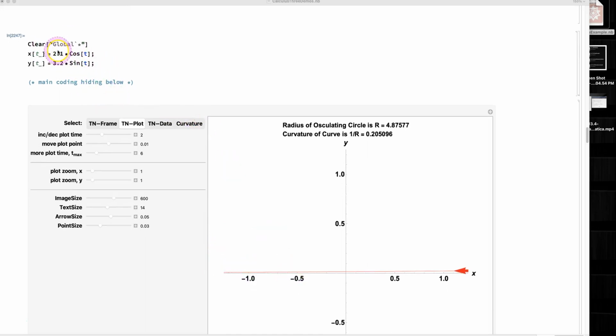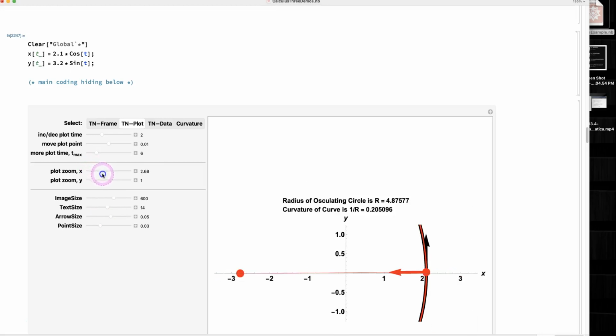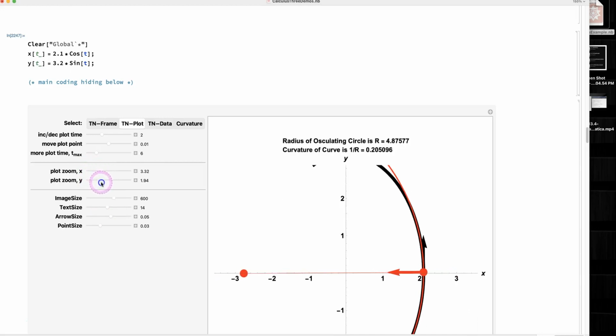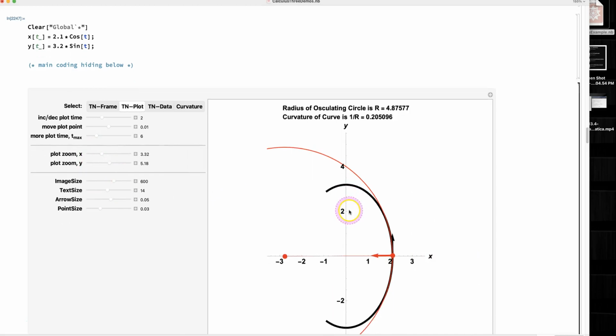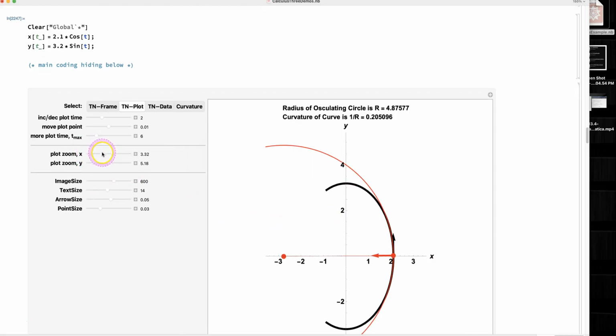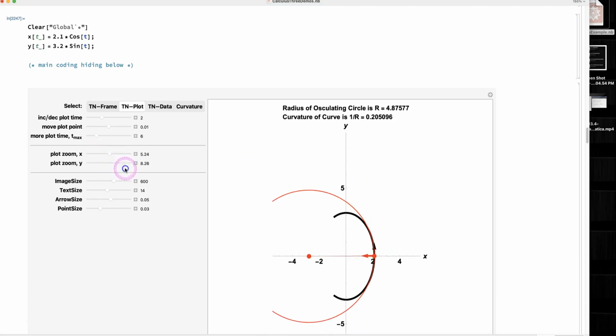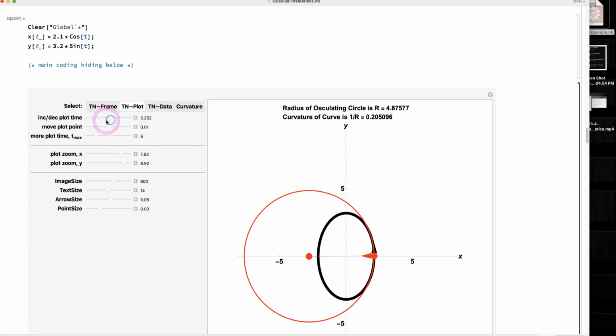But I changed the numbers in front of the cosine and sine to be 2.1 and 3.2. And what you can see there, if we zoom out, we should get the equation of an ellipse. Okay, so here is our ellipse forming. Just trying to zoom out enough where we can see all the relevant features. So there's the oscillating circle, and if we increase the plot time, we can now see the whole ellipse.